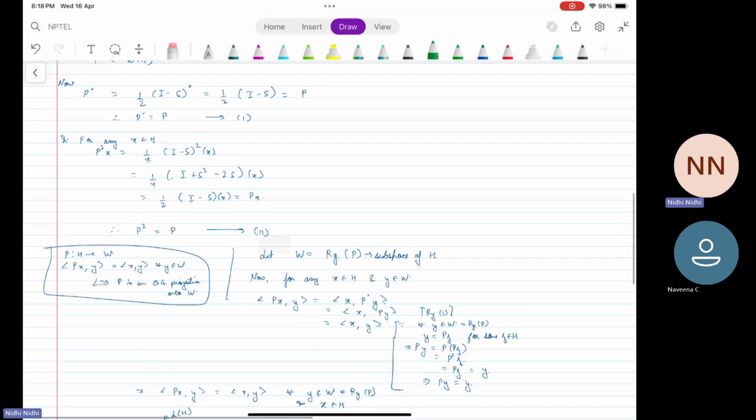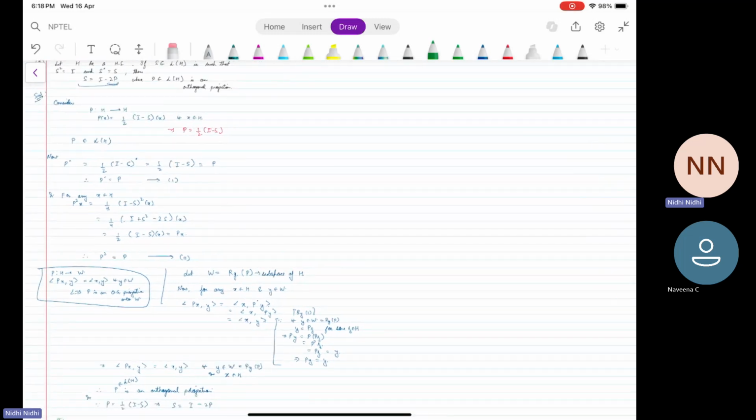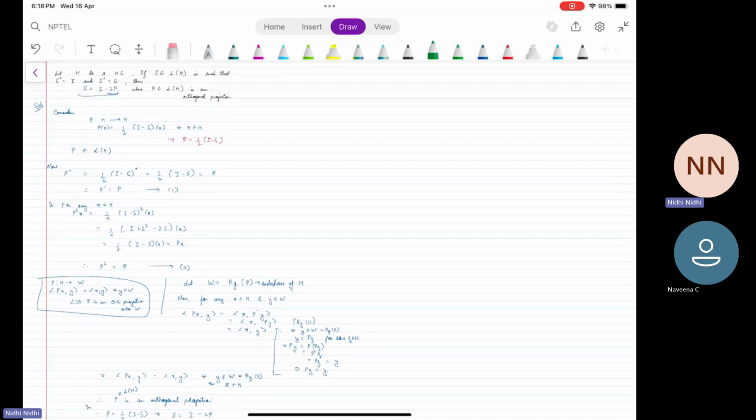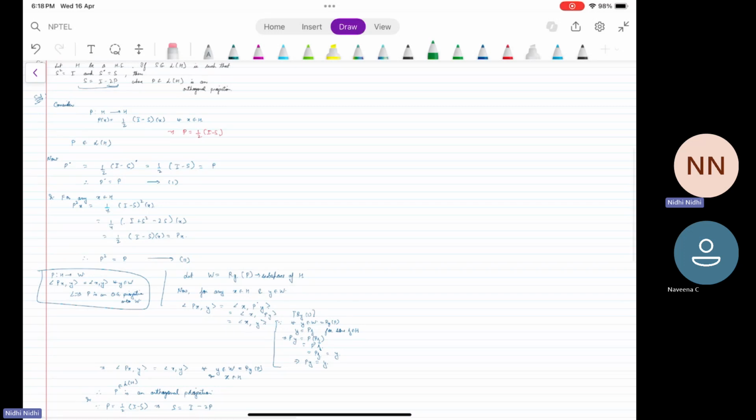I hope this solution is fine. Please go through it once again, and if you have any doubt, please let me know. Mainly, we firstly defined P in such a way that S is equal to I minus 2P, and then tried to prove that this P will be an orthogonal projection. For that, we have shown that P square is equal to P and it is self-adjoint. Using these two facts and the characterization of orthogonal projection, we have shown that this P is actually an orthogonal projection and S is equal to I minus 2P.